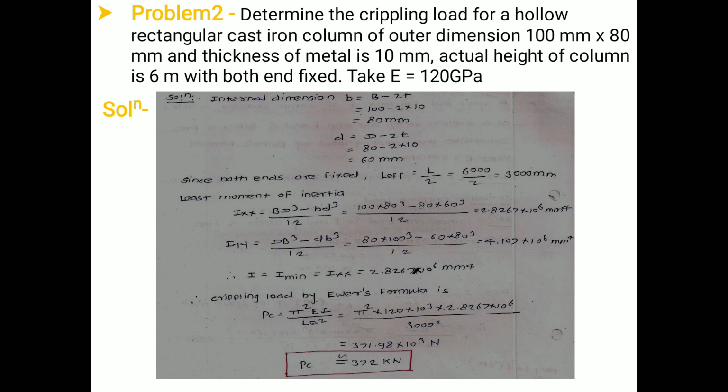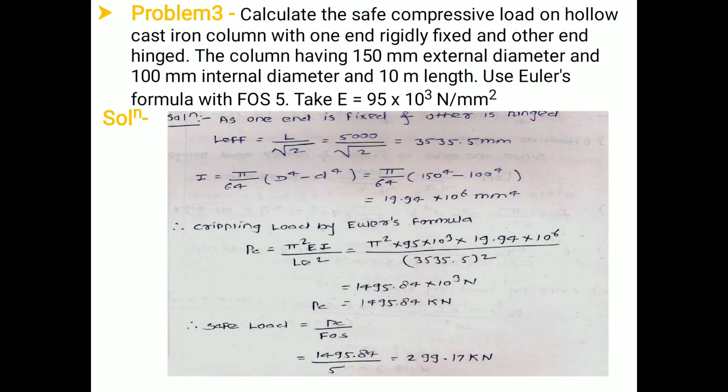Okay, so this is the crippling load which we have found out by using the Euler's formula for the given end condition. Now we will discuss the next numerical based on the same concept. The problem statement is as follows. Calculate the safe compressive load on hollow cast iron column with one end rigidly fixed and other end hinged. The column having 150 mm external diameter and 100 mm internal diameter and 10 meter length. Use Euler's formula with the factor of safety equal to 5.